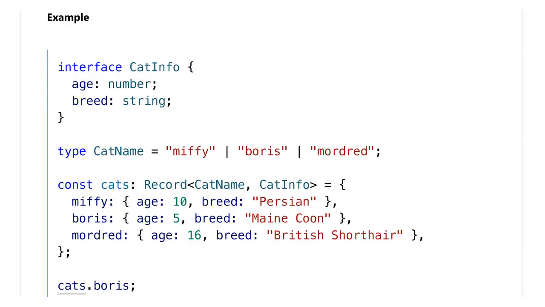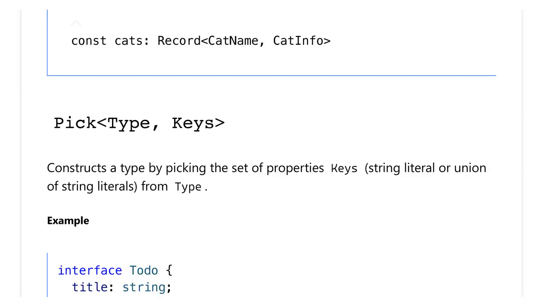Example: interface CatInfo { age: number; breed: string; } type CatName = 'miffy' | 'boris' | 'mordred'; const cats: Record<CatName, CatInfo> = { miffy: { age: 10, breed: 'Persian' }, boris: { age: 5, breed: 'Maine Coon' }, mordred: { age: 16, breed: 'British Shorthair' } }; cats.boris.